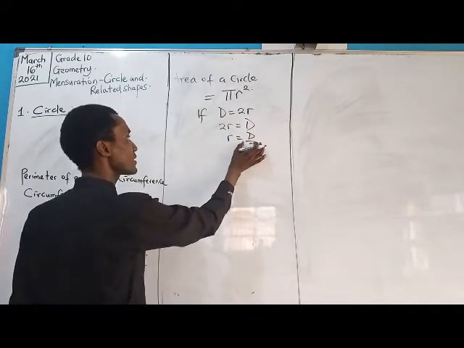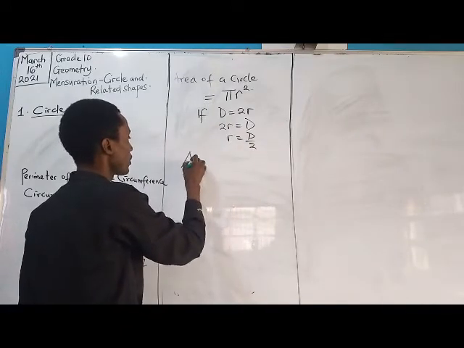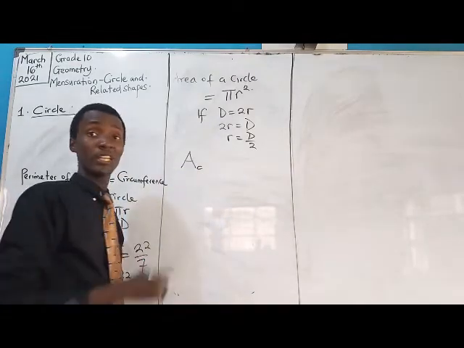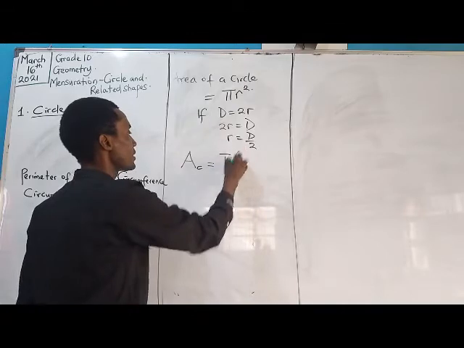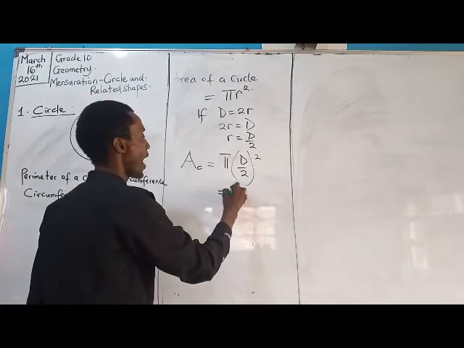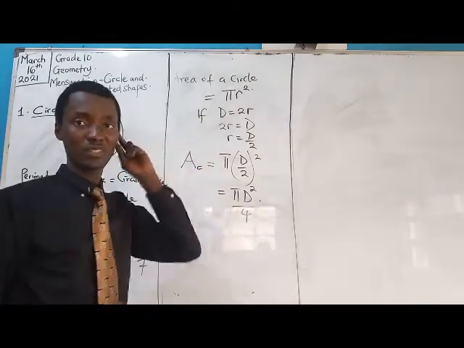So we can place this one where we have r, and then the area, which we call capital letter A with subscript c, meaning area of a circle, will be equal to what? Pi times what? D over 2 all squared, which will be pi d squared over 4. It's important to take note of this.